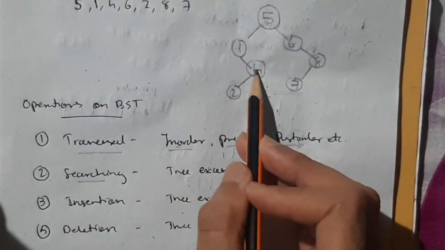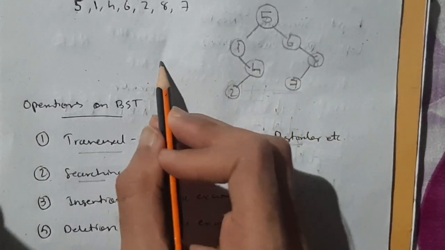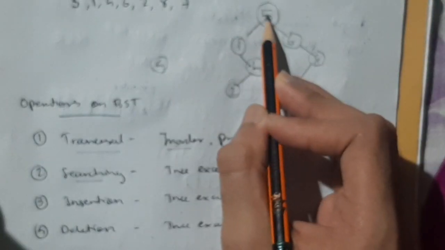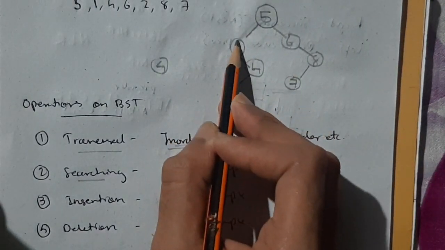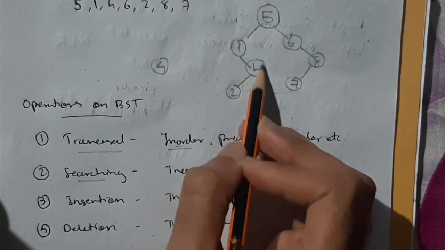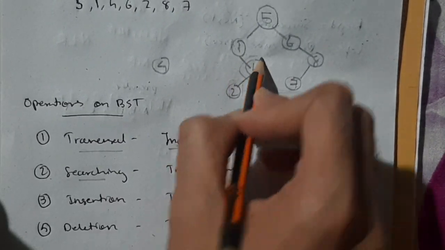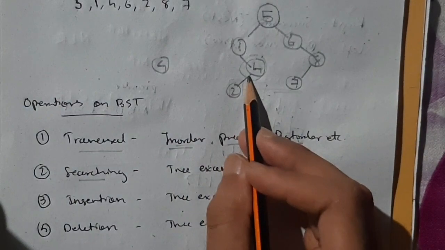Searching means what? If I want to search for, say, 4, I'll compare with 5. If it is less than 5, I should go to this part, so I'll go to the L link. Then compare with 1: if it is greater than 1, I'll go here, and that's the way I get this 4 here.